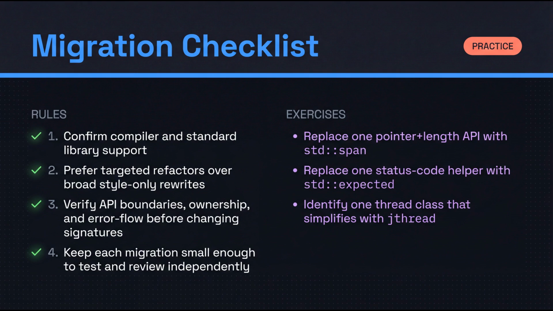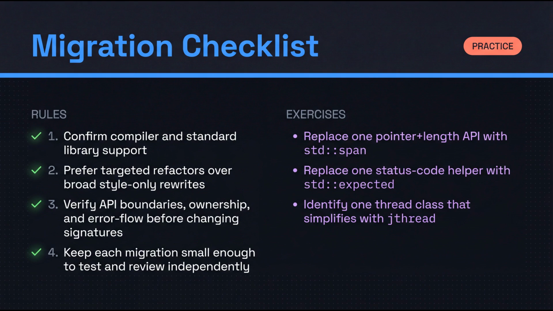Third, verify API boundaries, ownership semantics, and error flow before changing function signatures. A span parameter changes the ownership contract. An expected return type changes the error model. Understand the implications. Fourth, keep each migration small enough to test and review independently. One function, one pull request.